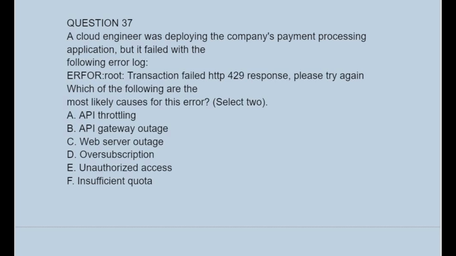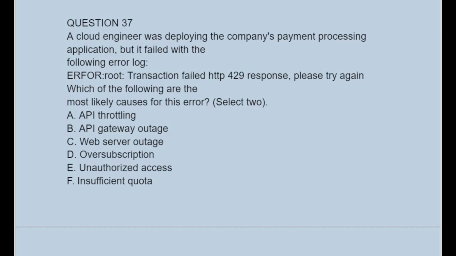Question is, a cloud engineer was deploying the company's payment processing application, but it failed with the following error log. Error: root transaction failed, HTTP 429 response. Please try again. Which of the following are the most likely causes for this error?